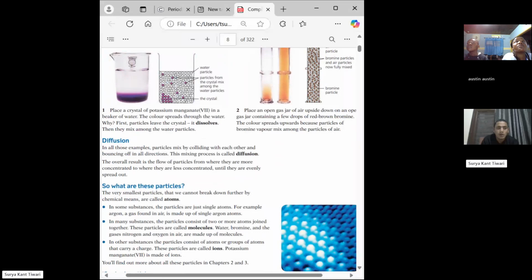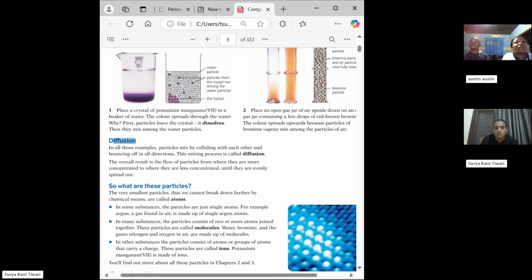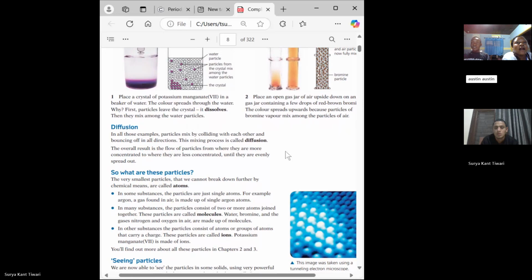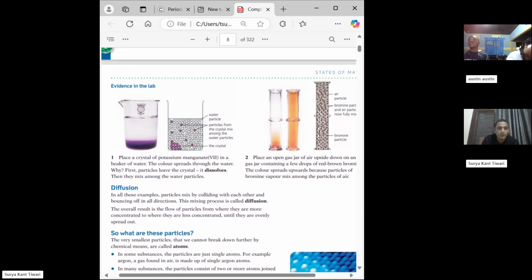Do you know about diffusion? What is diffusion? Diffusion means mixing. When you mix potassium permanganate in a beaker of water, the color will start spreading everywhere. That means it is getting dissolved. That process, in which the particles move in all directions, is called diffusion.